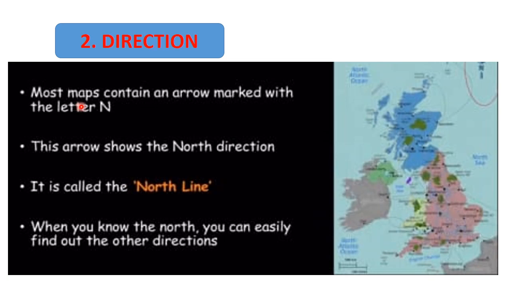Now coming to directions. Everywhere on the maps you will find this N written there. This is called the north line. You will find the scales mentioned there. The north line means if you know the north direction, you can find all the other directions like south, west and east. Directions are very important if you are studying a place and want to learn about the location of a place.